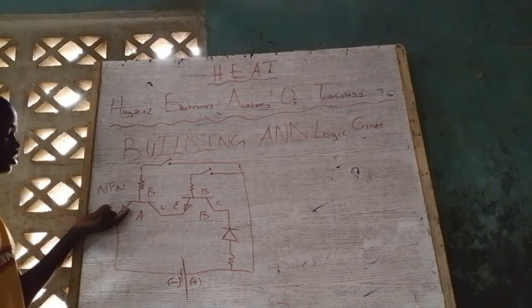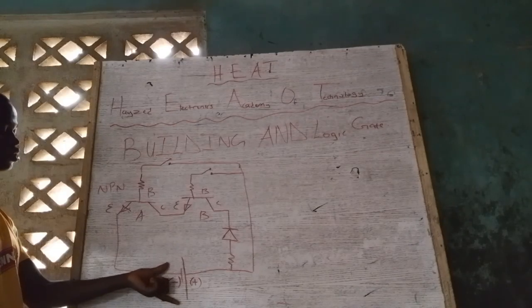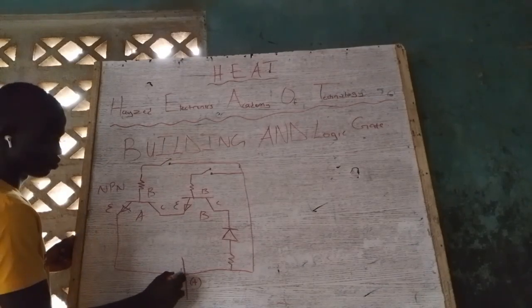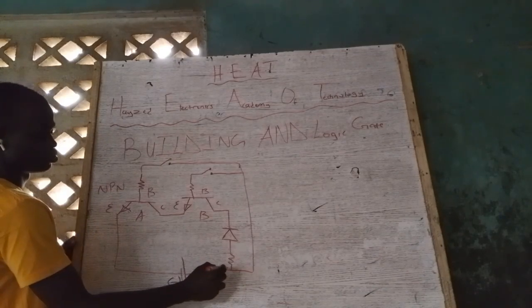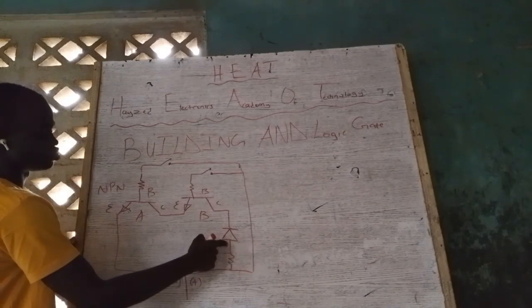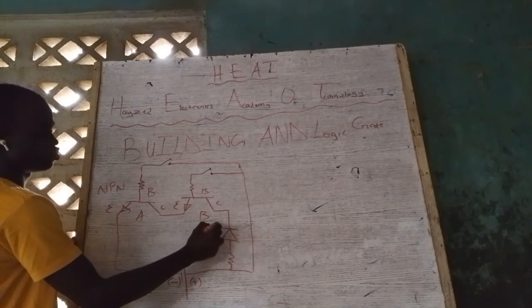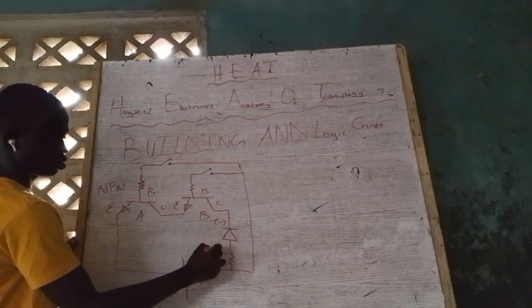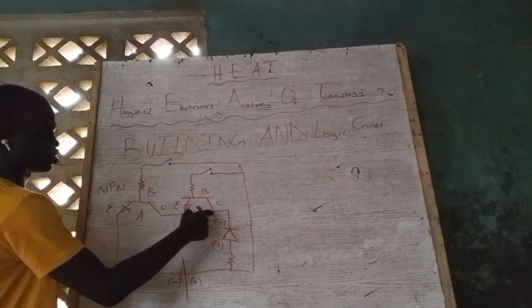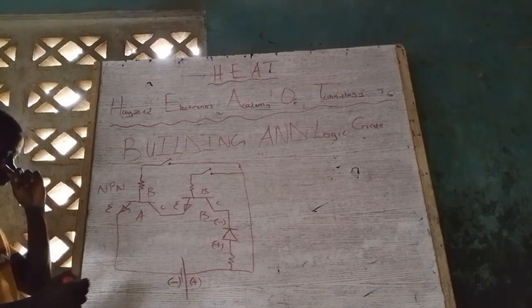So now connect your meter to the negative of your battery and connect the positive to a resistor, then to your light, and the negative of your light, you connect it to where? To the collector of transistor B.